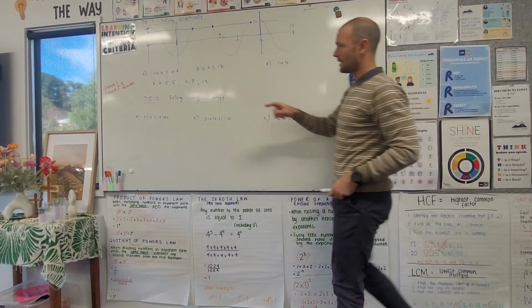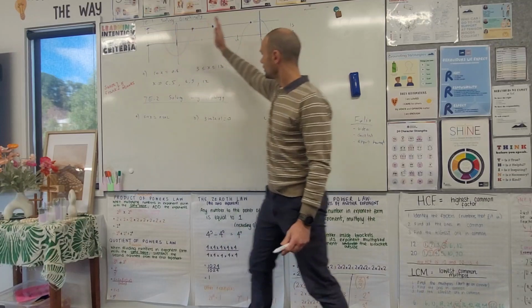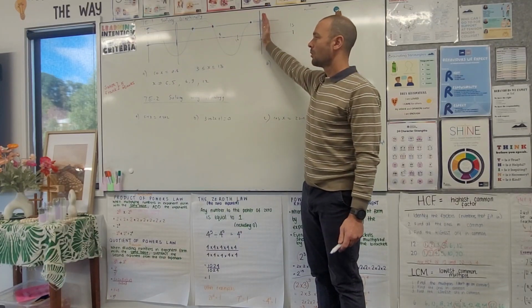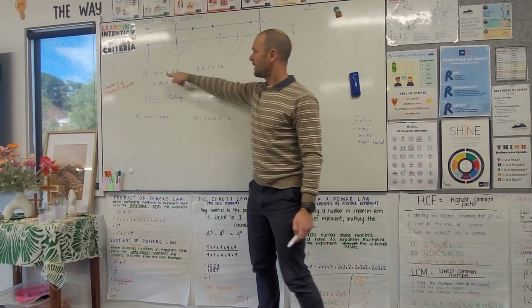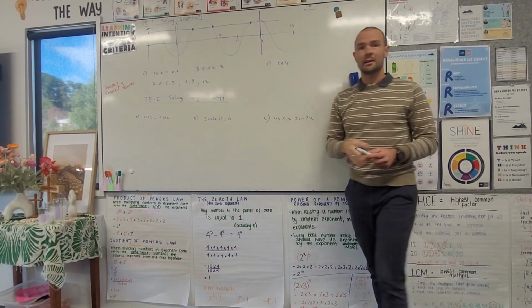Is everyone okay with how I've generated that? We're looking at the graph, we've restricted the region, and we want to know what the x value is when the y value is 0.8. The y value is 0.8 here, here, and here. Okay, let's move on to the next one.